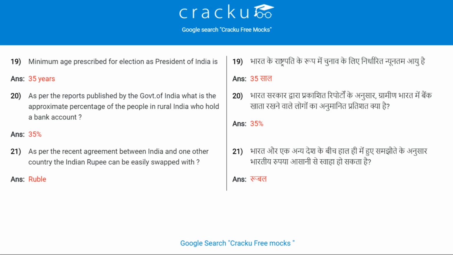As per the reports published by Government of India, what is the approximate percentage of people in rural India who hold a bank account? 35%. As per the recent agreement between India and one other country, the Indian rupee can be easily swapped with ruble.